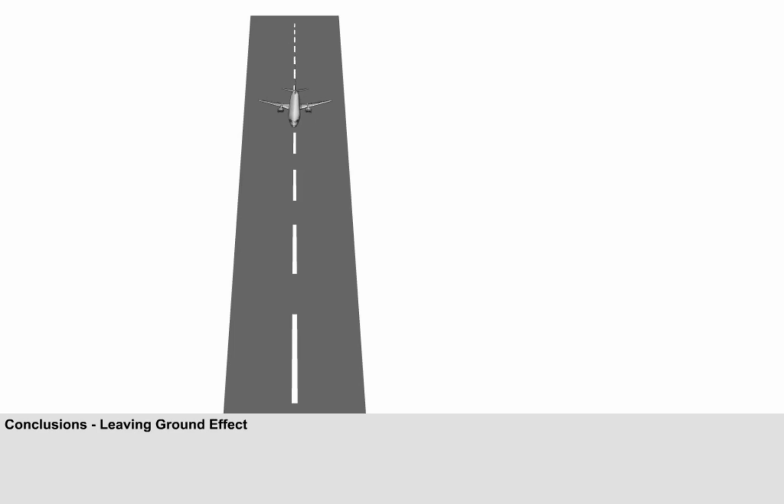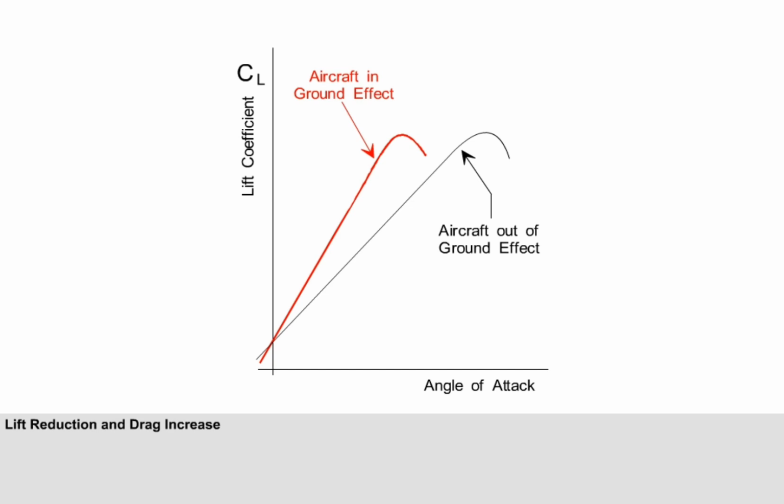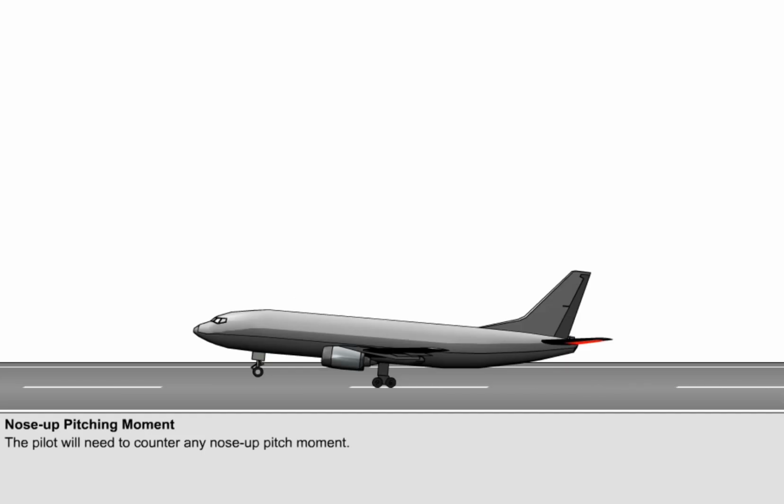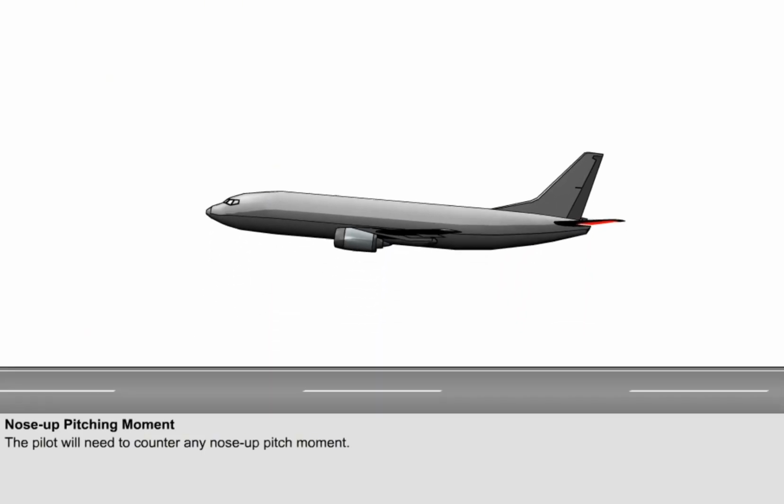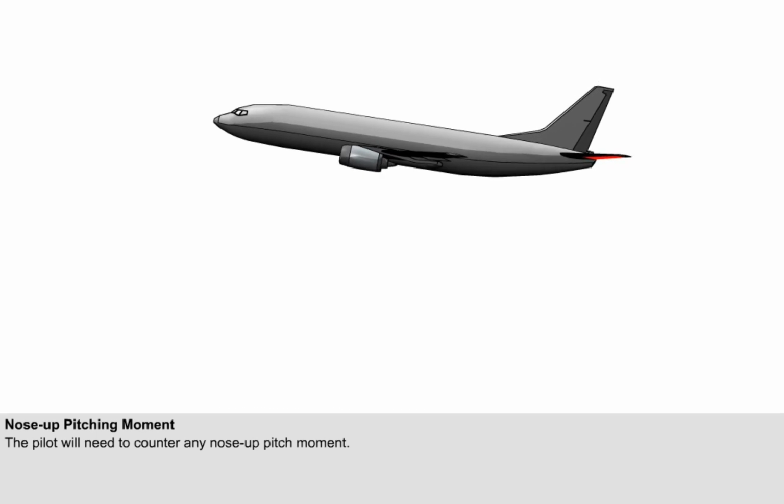The effects of climbing out of ground effect are generally the opposite to those of entering. If we again consider an aircraft climbing away with a constant CL and IAS, the following changes will occur. The lift coefficient will reduce, requiring an increase in angle of attack to compensate. The drag, and thus power required, will increase. The increase in downwash will generally produce a nose-up pitching moment, so the pilot will have to move the control column forward to compensate.